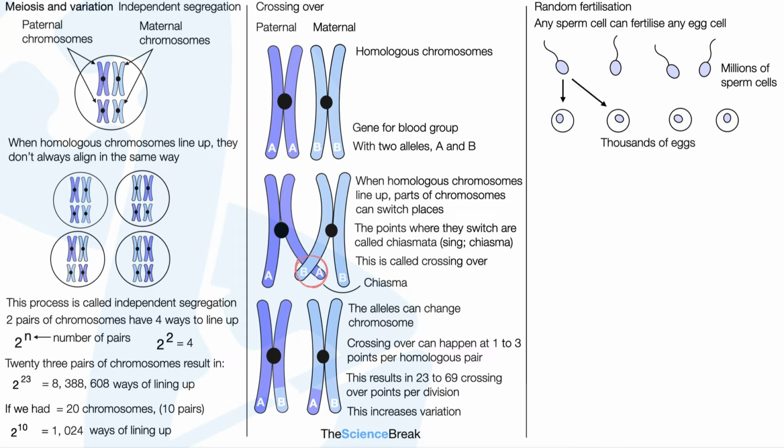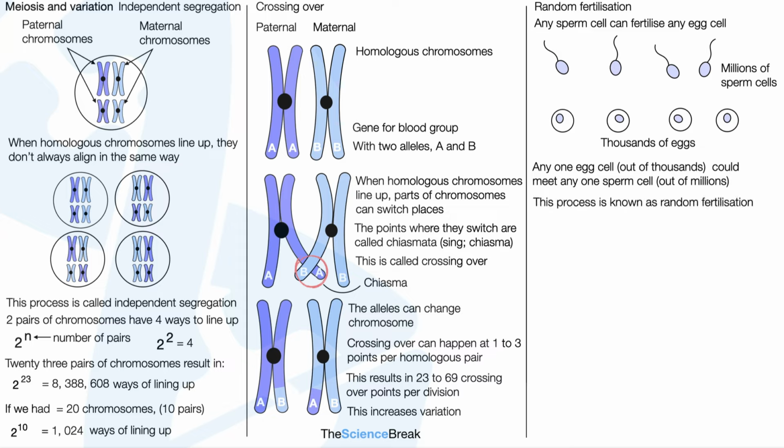This sperm cell could join any one of those egg cells, and this sperm cell could also join any one of those egg cells. Only one sperm cell will join one egg cell. Any one egg cell out of thousands could meet any one sperm cell out of millions. This process is known as random fertilization. Random fertilization introduces another layer of variation.